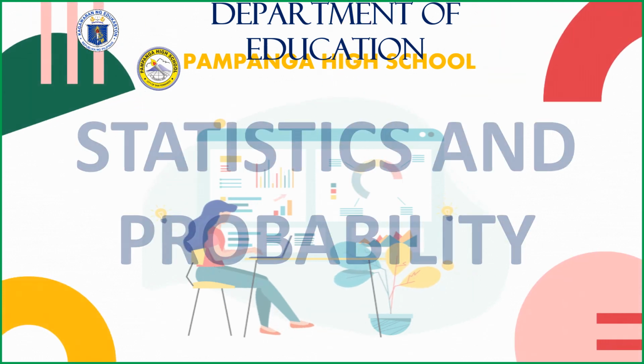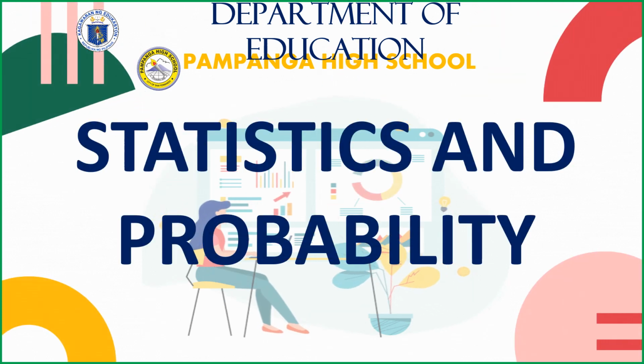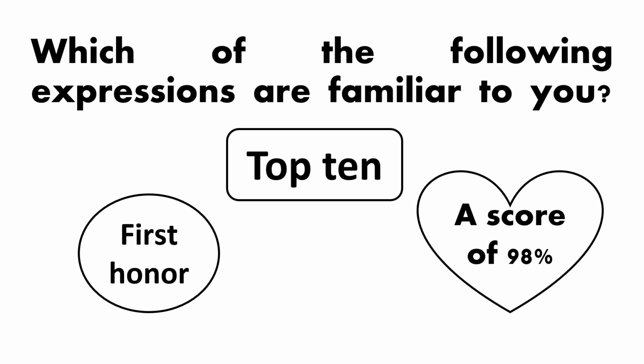Hi, in today's video lesson, you will learn how to determine percentiles and locate them under the normal curve. Which of the following expressions are you familiar with? First honor, top 10, or a score of 98%? I'm sure all of them are familiar to you. Recalling basic statistics, these are expressions of order, so they indicate relative standing.